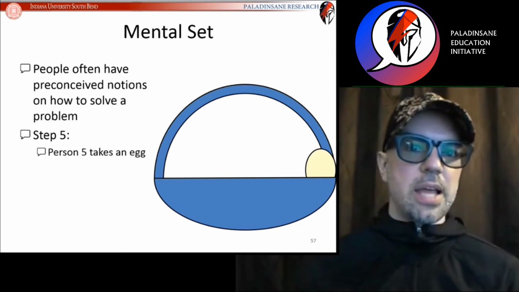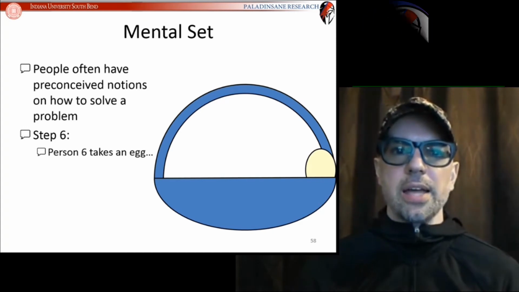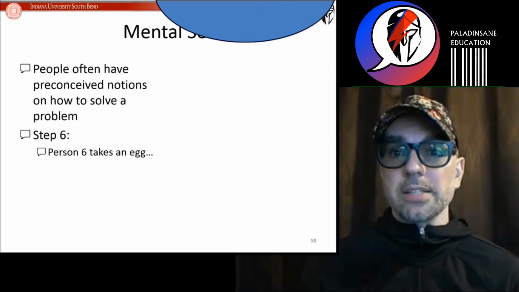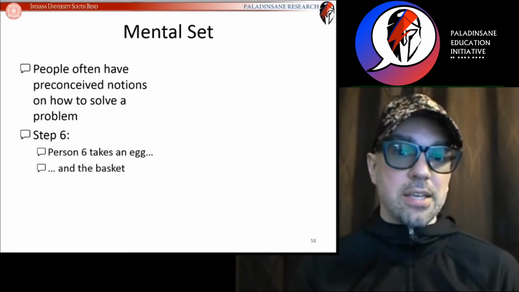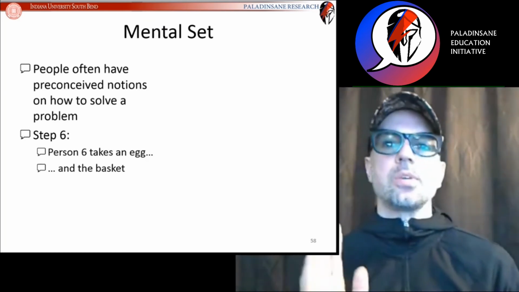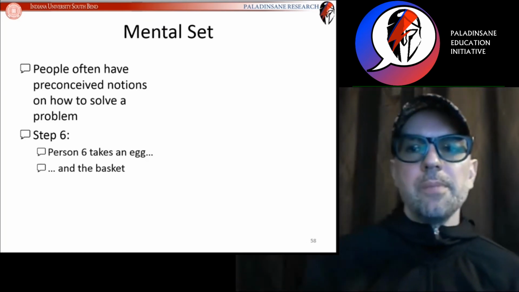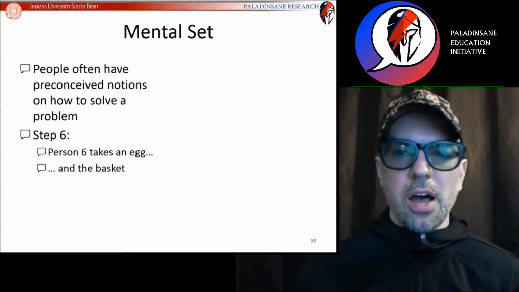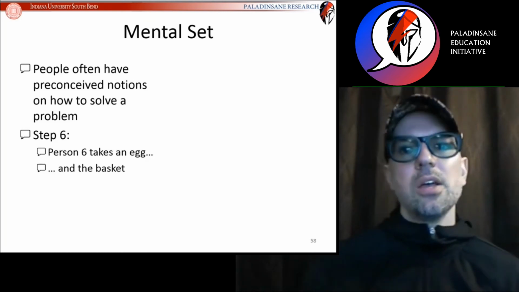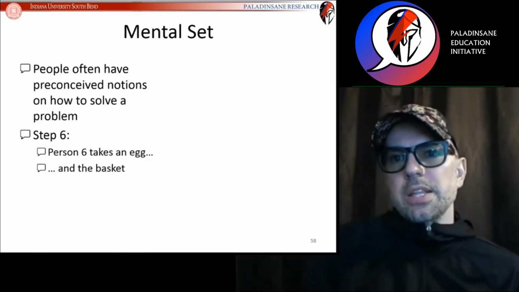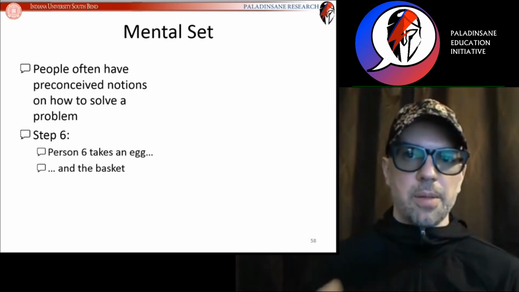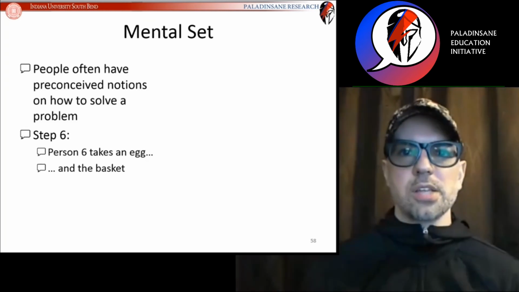And it's only by breaking that mental set that we can realize that person number 6 can take an egg if they end up taking the egg and the entire basket, right? So there's still an egg in the basket. Everybody has an egg. It's just that the solution for the last step was unlike the solution for the first 5. And that makes it difficult to solve because of this idea of a mental set. We got trapped into a mental set. We used our preconceived notions. And because of that, it was very difficult to restructure this problem into something that was readily solvable.